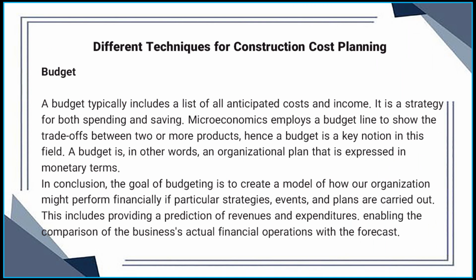Budget. A budget typically includes a list of all anticipated costs and income. It is a strategy for both spending and saving. Microeconomics employs a budget line to show the trade-offs between two or more products, hence a budget is a key notion in this field. A budget is, in other words, an organizational plan that is expressed in monetary terms.